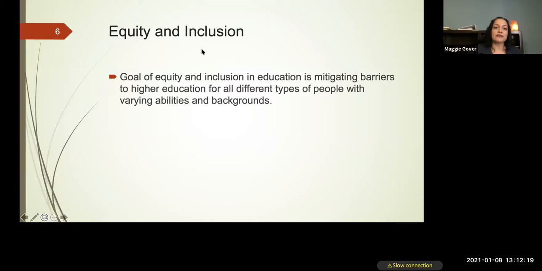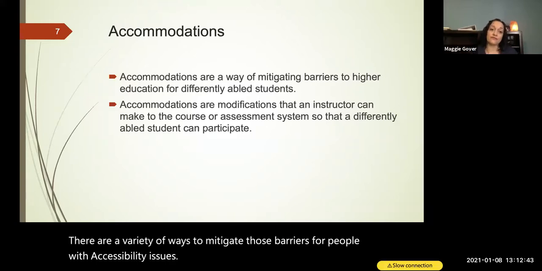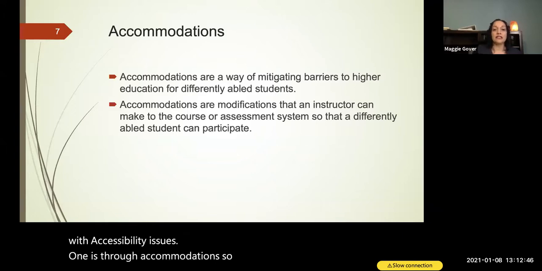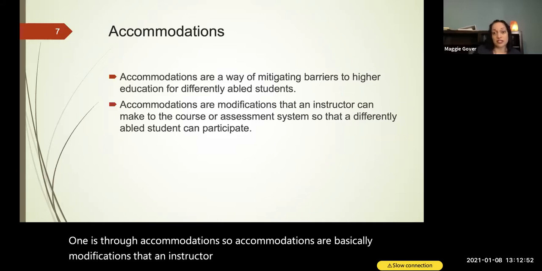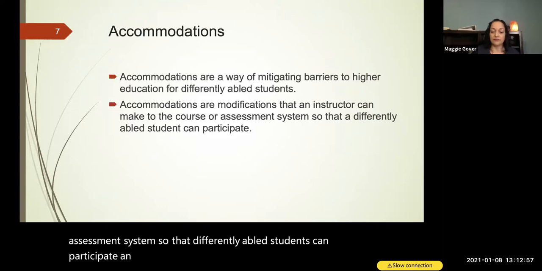So accessibility in terms of equity and inclusion, the goal of equity and inclusion in education is to mitigate barriers to higher education for all different kinds of people with varying abilities and backgrounds, okay? So there are a variety of ways to mitigate those barriers for people with accessibility issues. One is through accommodations. So accommodations are basically modifications that an instructor can make to a course or maybe an assessment system so that differently abled students can participate and can do so effectively.